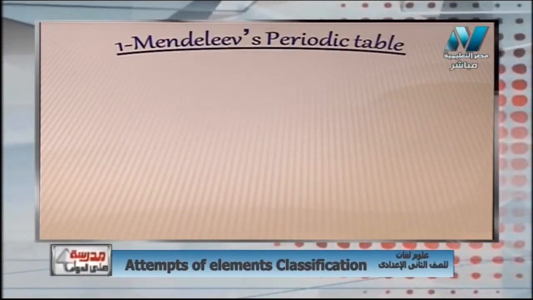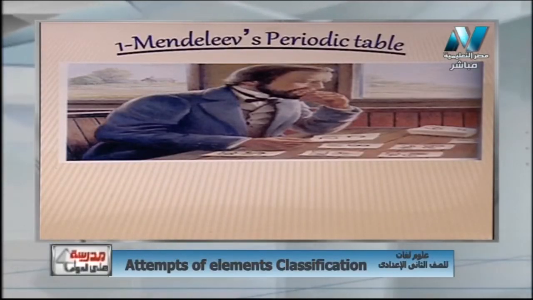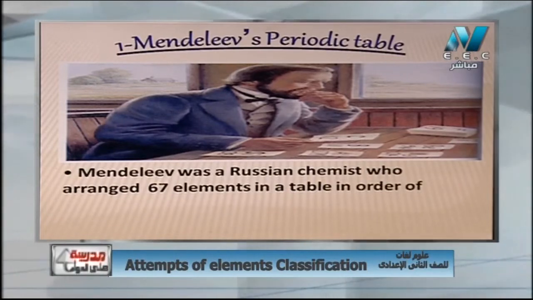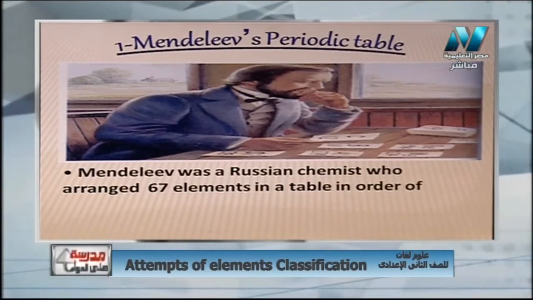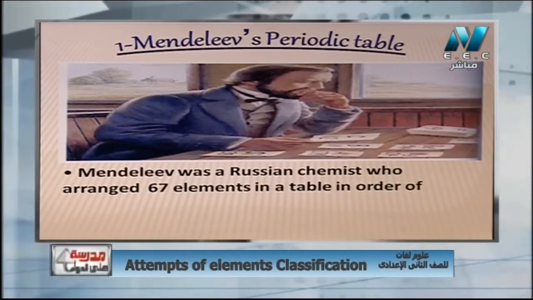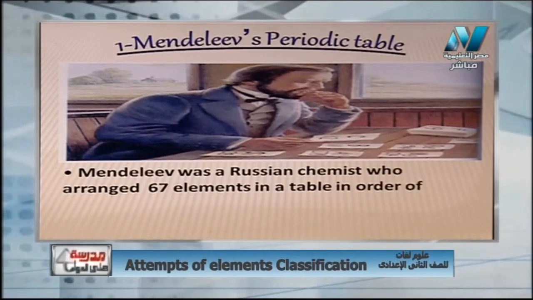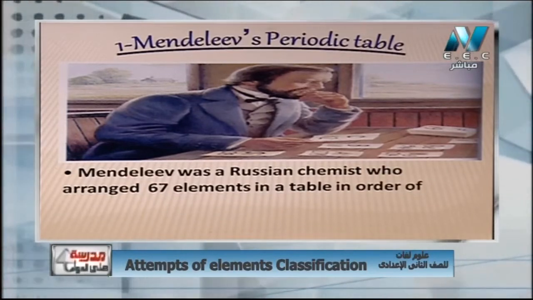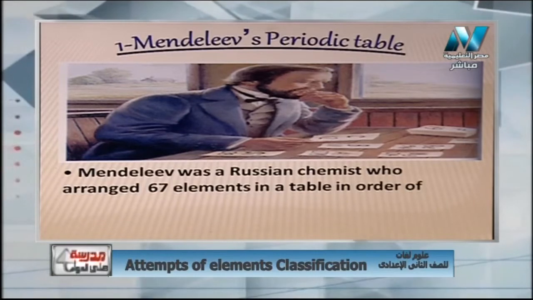Okay, let's start with Mendeleev's periodic table. Who is Mendeleev first? Mendeleev was a Russian scientist. Okay, let's see his picture. He arranged the 67 elements in a table, the elements which were well known. In Mendeleev's time there were 67 elements only. Now in 2018 they reached 118 elements. Only 67 elements were known when the Russian chemist made his periodic table.